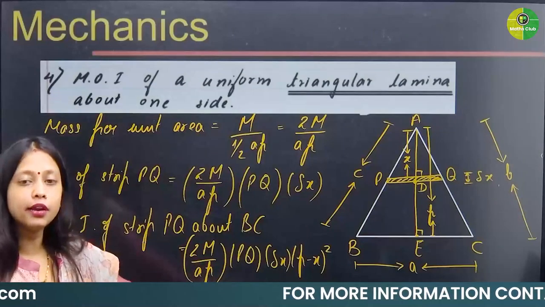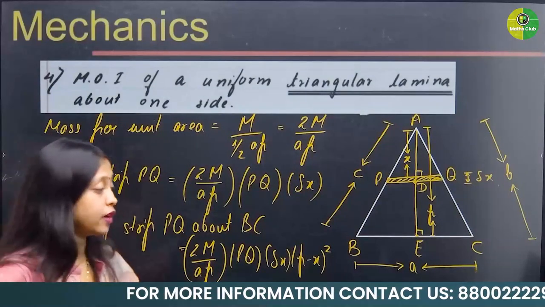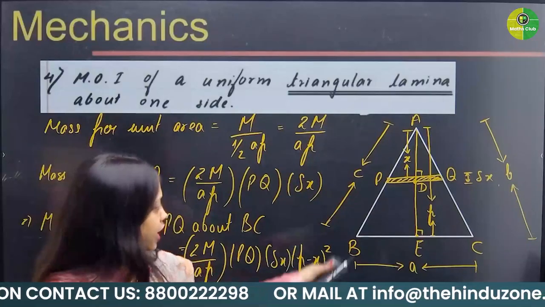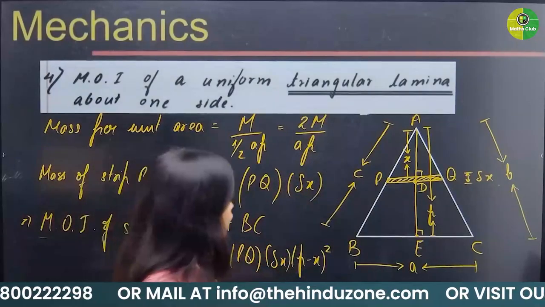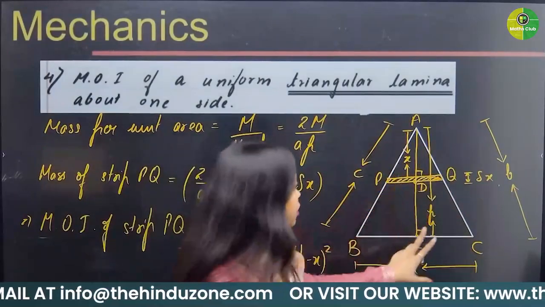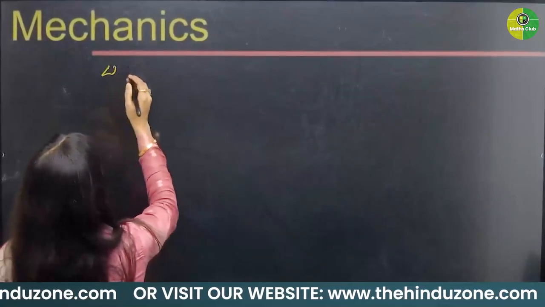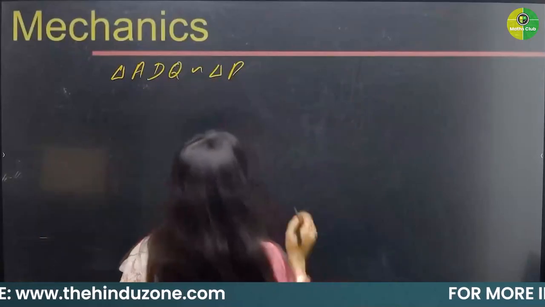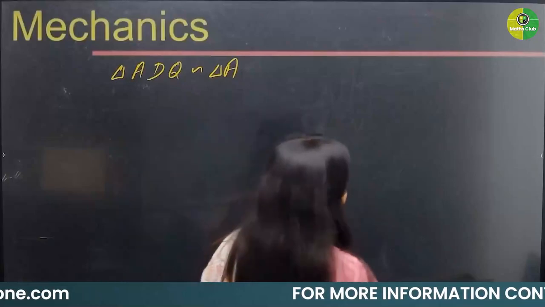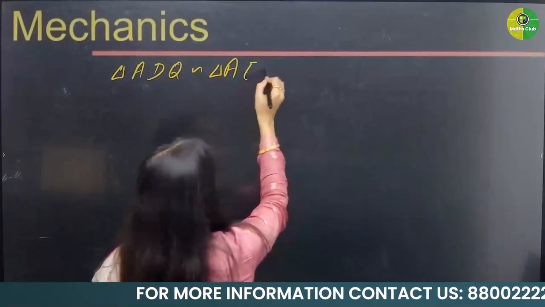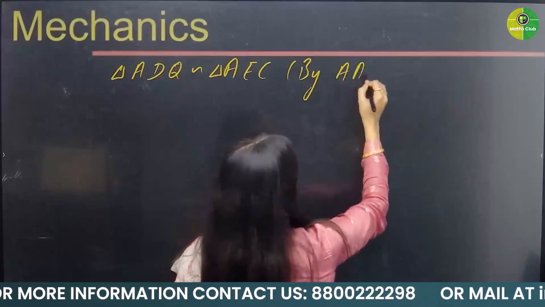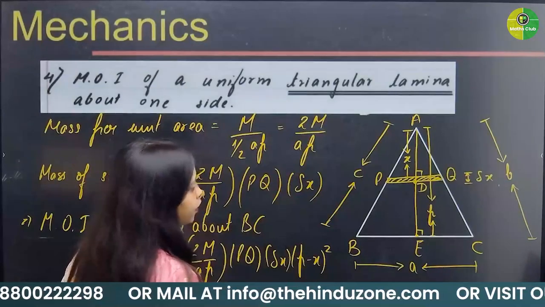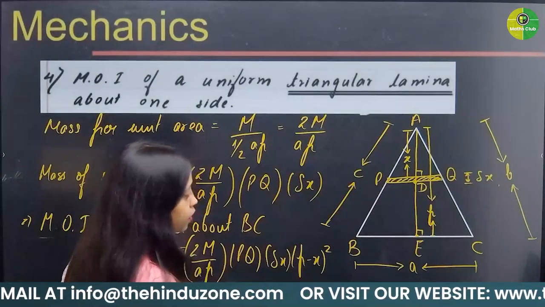Let us deal with that PQ, because PQ cannot be in the final expression. So what we'll do is, we'll use the similarity criteria. Look at the triangle ADQ and triangle AEC. These are similar. Triangle ADQ is similar to triangle AEC by angle criteria. So that means sides are proportional, right?